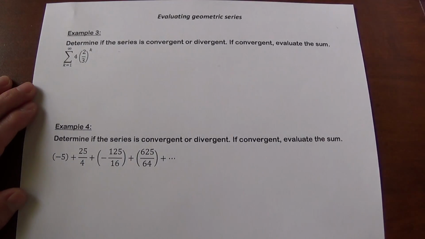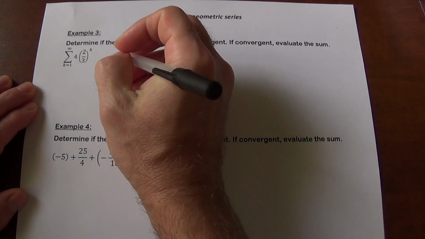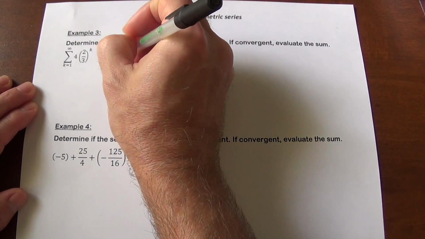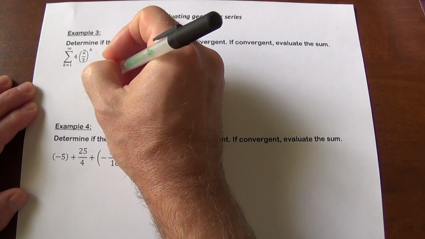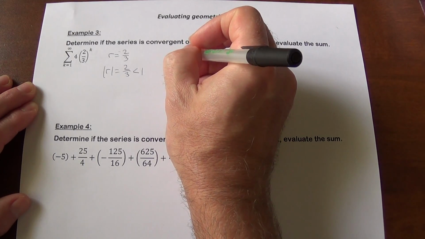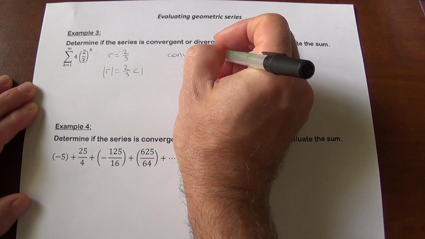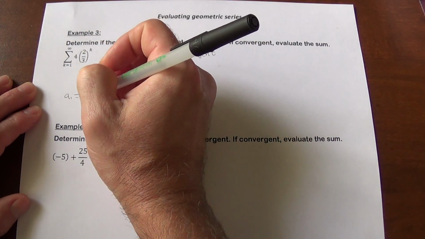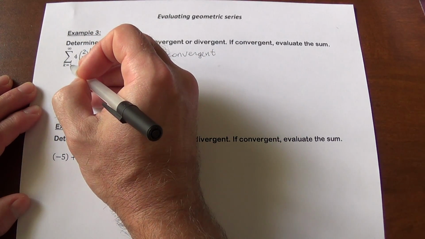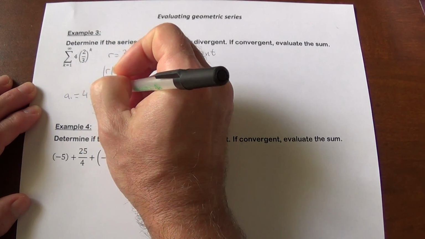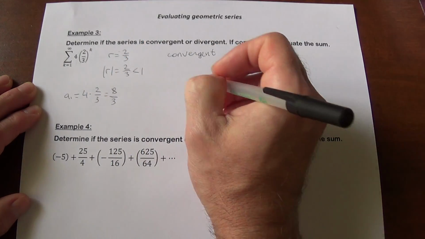Continue on. Same question. We need to determine that for this sequence. So let's see. The common ratio here looks like it's 2/3. If you take the absolute value of that, it's still 2/3. It's less than 1. It is going to be convergent, and we are going to be able to find the sum. We still need the first term. We need to substitute 1 into this, so it's 4 times 2/3, which is going to give you 8/3.